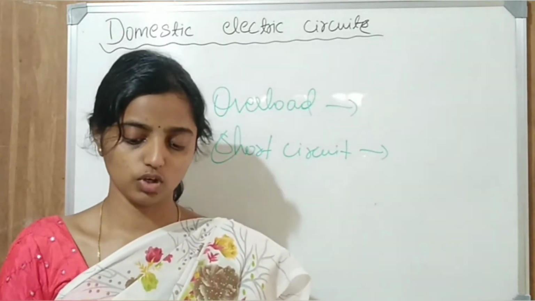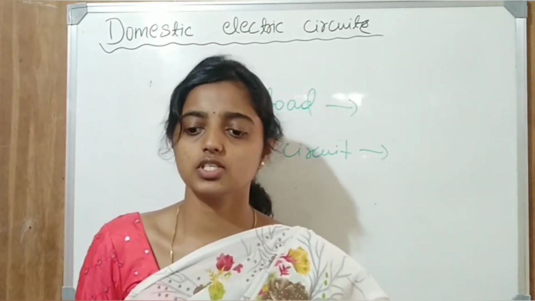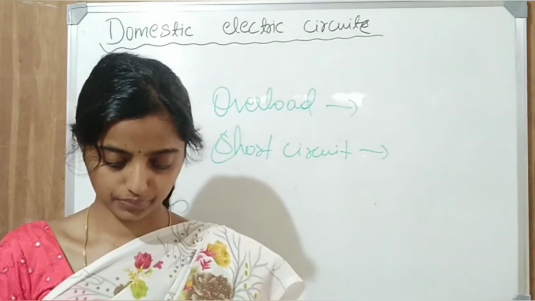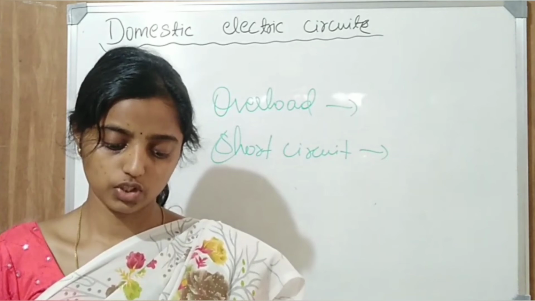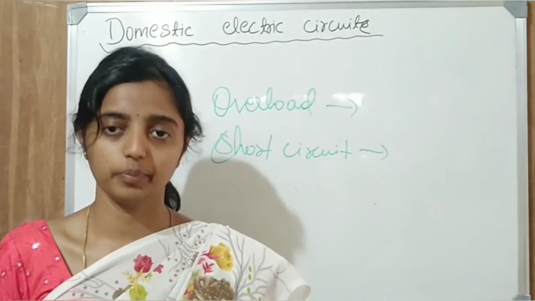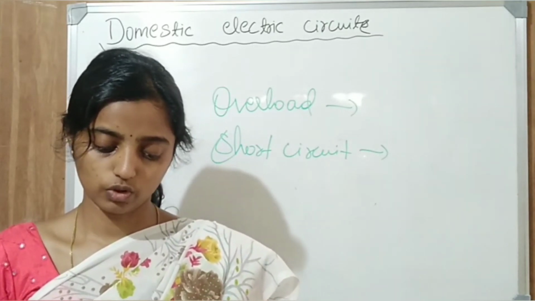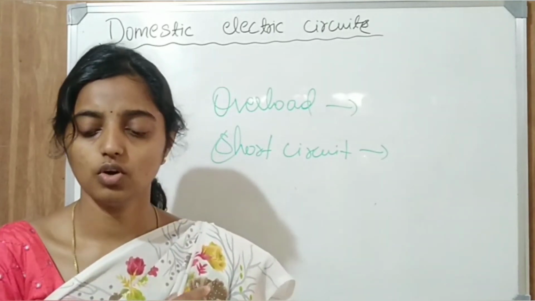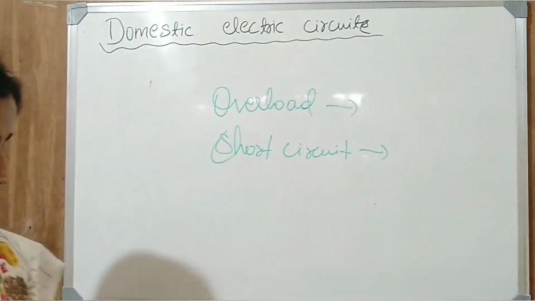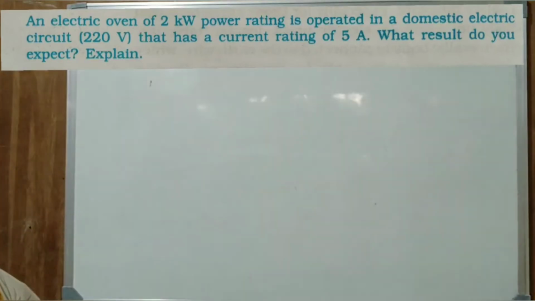Students, open your textbook. Under this domestic circuit there are 3 in-text questions which I gave as homework. Name 2 safety measures commonly used in electric circuits and appliances, which we know. You should think and write, okay? Don't just copy. And what precautions should be taken to avoid overloading of a domestic electric circuit? This is also mentioned here. And look at the second in-text question.